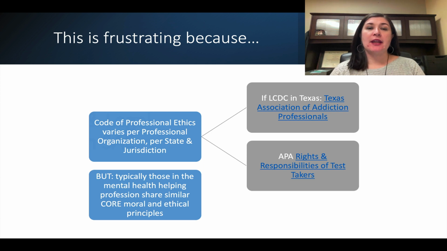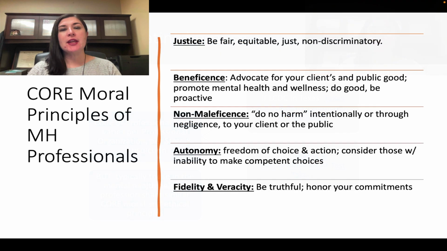For example, an LCDC in Texas has specific ethics among the Texas Association of Addiction Professionals. The American Psychological Association also has a section on codes for the rights and responsibilities of test takers. So let's look at the core moral principles for mental health professionals. One of the core principles is justice. As a mental health professional, we want to be fair, equitable, and overall not be discriminatory.